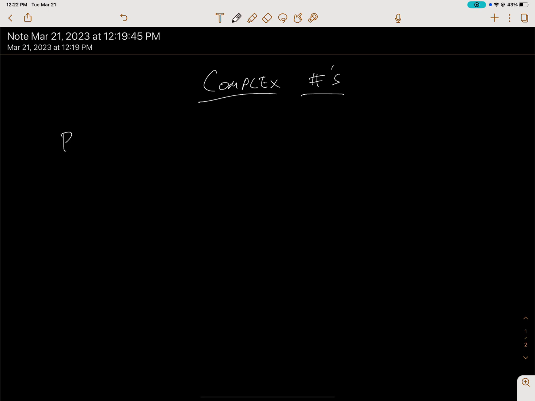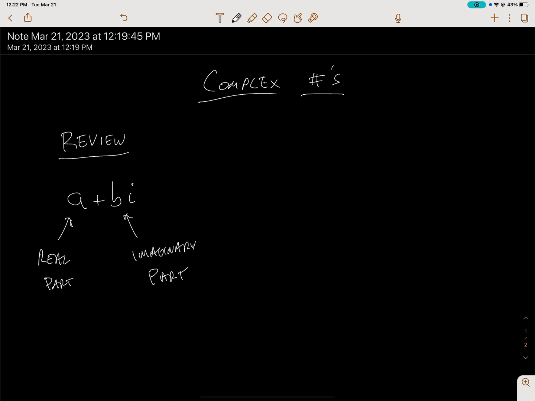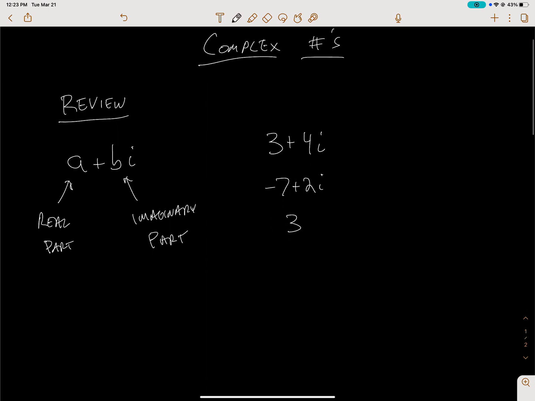So if you think back, some stuff that I think you learned in Algebra 2, a complex number is in the form a plus bi, where you have a real part and you have an imaginary part. Some examples of complex numbers would be 3 plus 4i, negative 7 plus 2i. 3 is a complex number. 2i is a complex number. It doesn't have to have both parts. So all numbers are complex numbers.